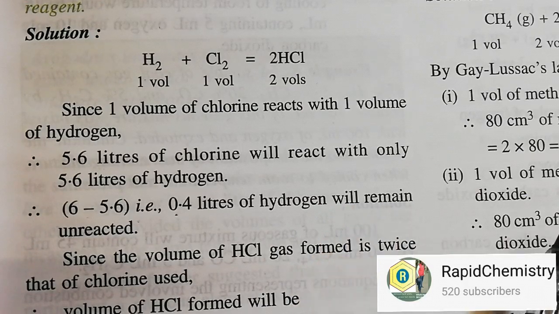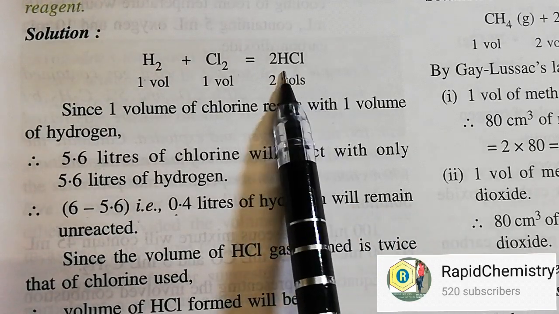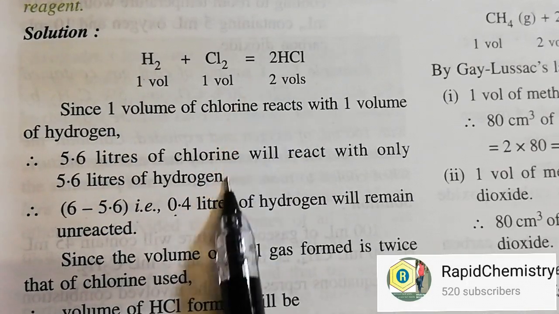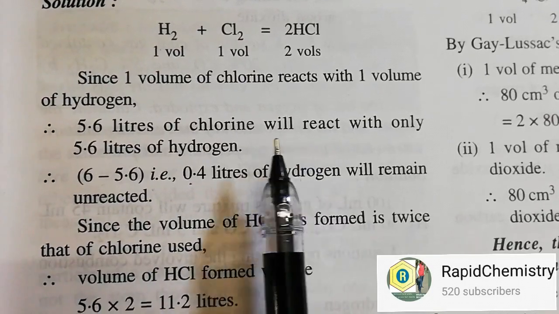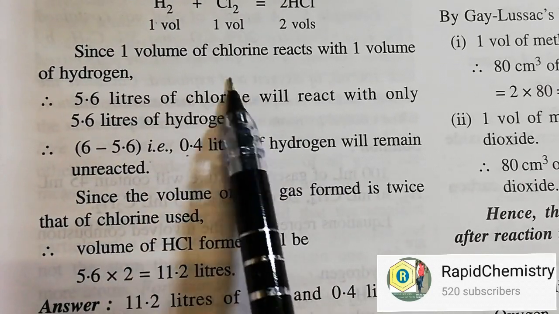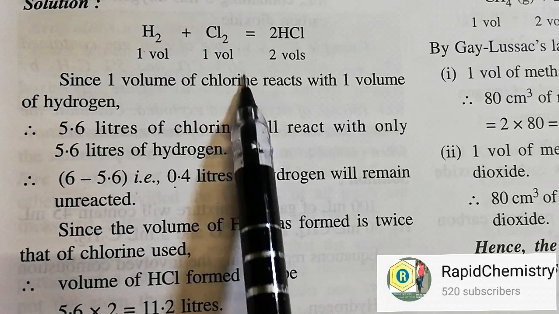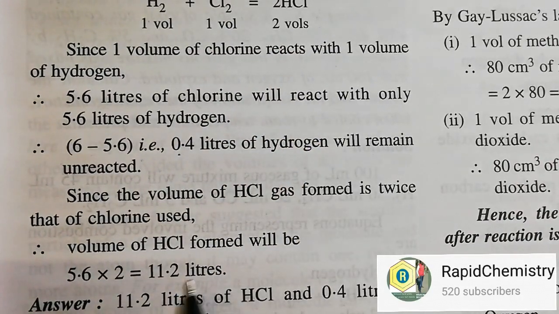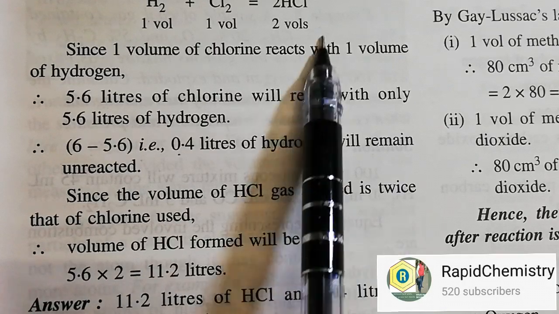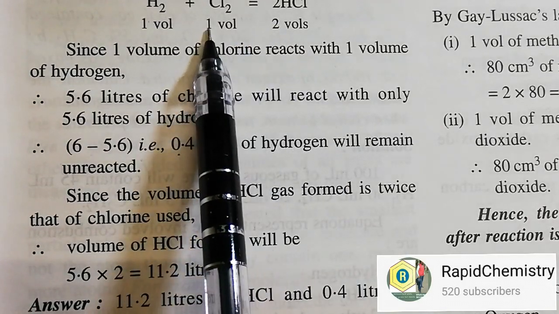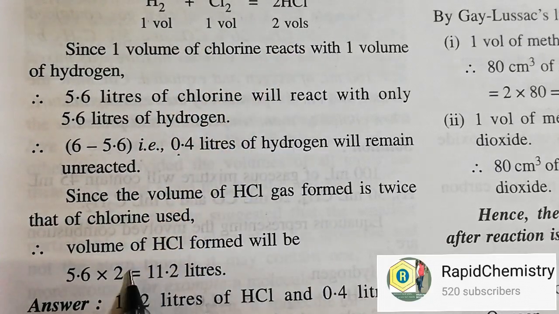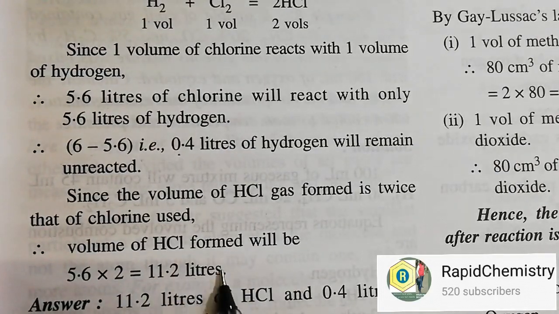Okay, so the amount of HCl it will produce is just double of that, their ratio. Here 5.6 liters of chlorine is there, so double of that means 5.6 into 2, 11.2. And why is it double, can you understand? Here the volume ratio is 1:2. If it is 1, it is 2. So the volume of HCl formed will be 11.2 liters.